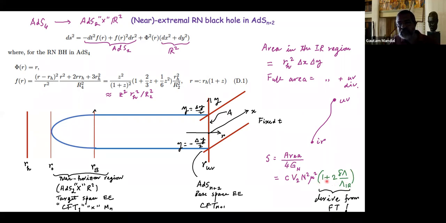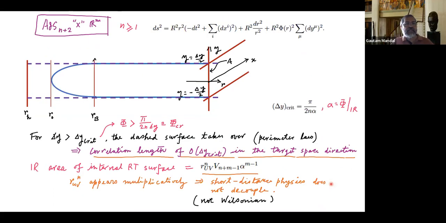So the correction is 1 + 2 delta lambda divided by lambda IR. It's exactly like an RG flow equation. So the challenge for the field theory is to reproduce this calculation.